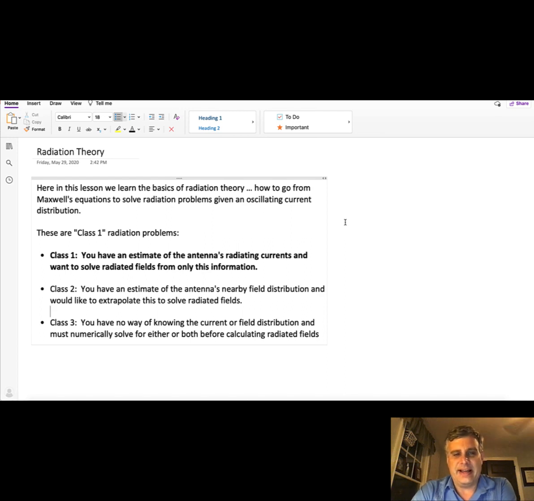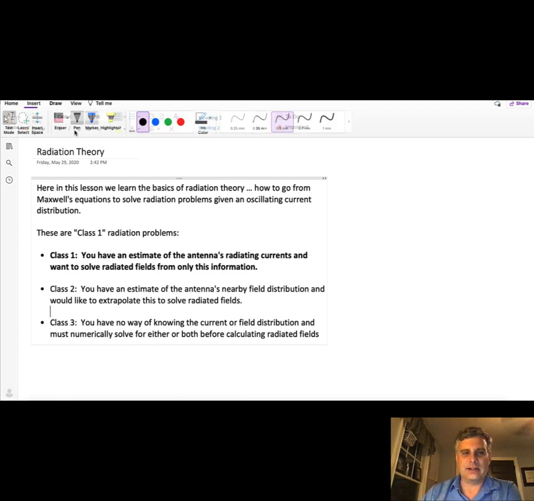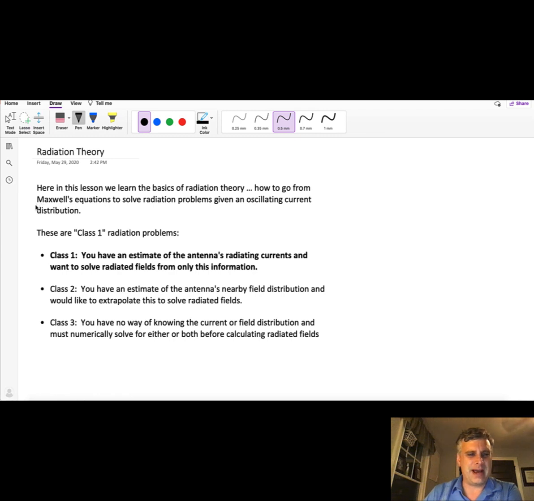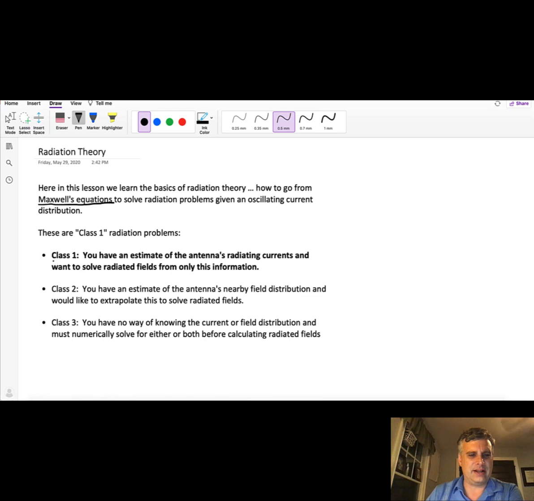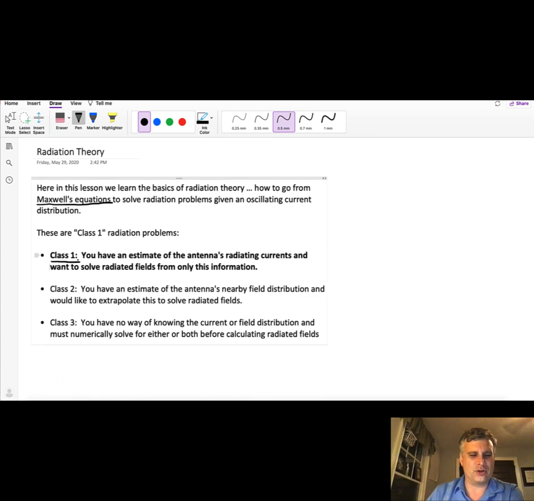Here we are at ANT03, lecture on radiation theory in antenna engineering. So what we're going to do today is learn about how to go from Maxwell's equations to solving what I like to call a class 1 radiation or antennas problem. And that is, you know what the antenna's radiating currents are. How do you translate that into radiated fields and circuit behavior?